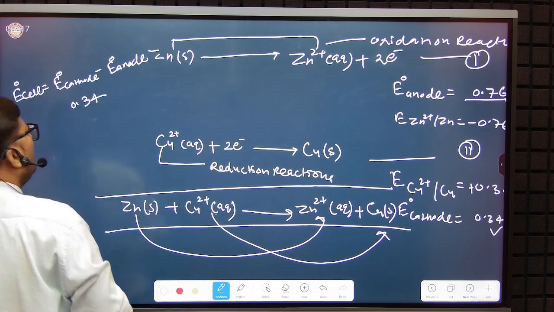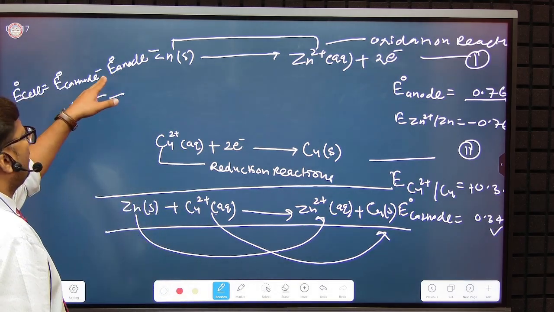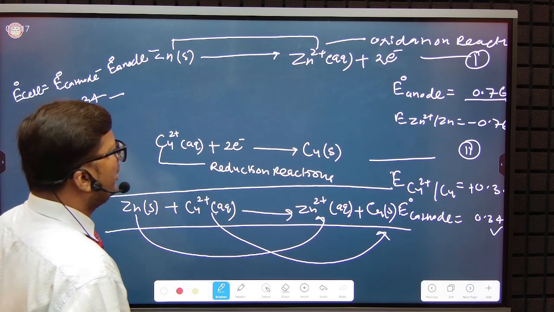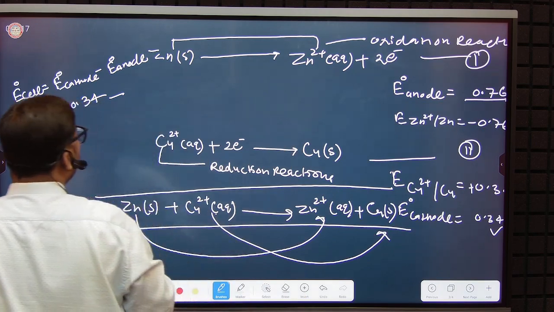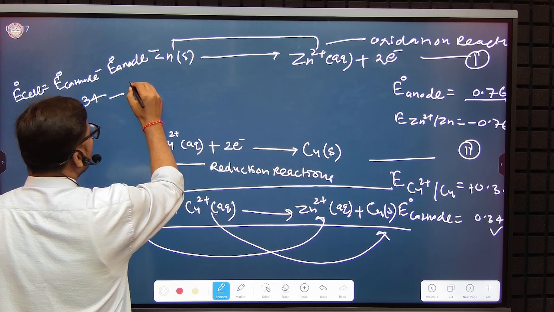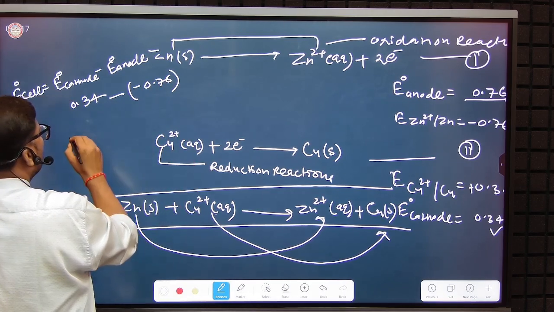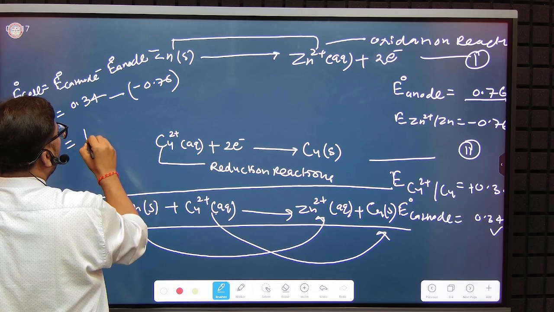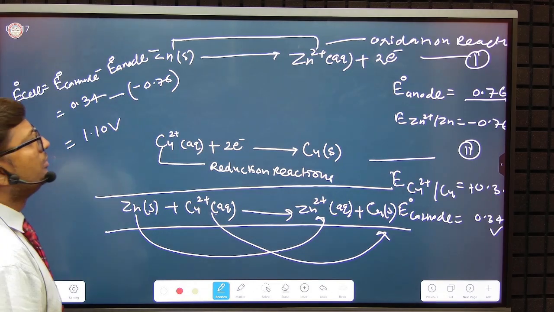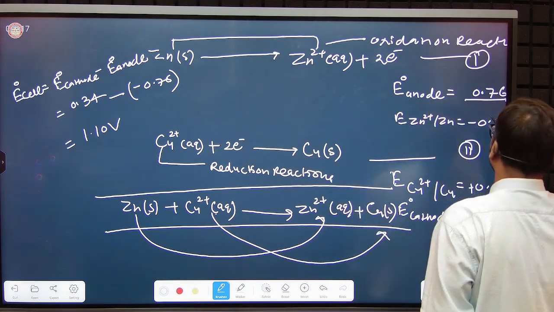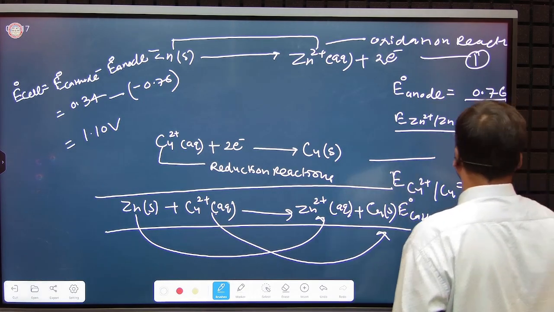0.34 minus, so this is your standard reduction potential for the anode. So here the value is 0.76, and this is your minus 0.76. So this is equal to 1.10 volt, right? So this is your zinc 2+ and zinc. This is your minus 0.76 volt.